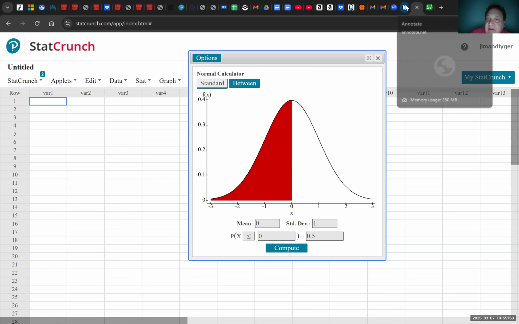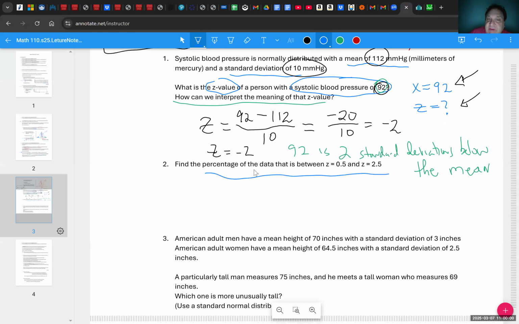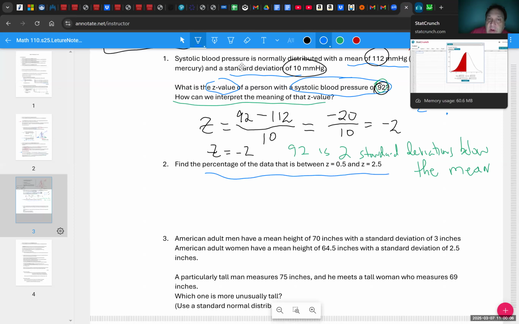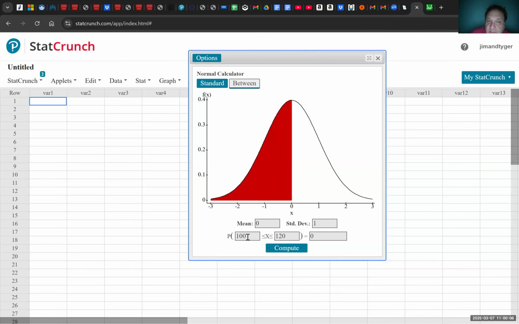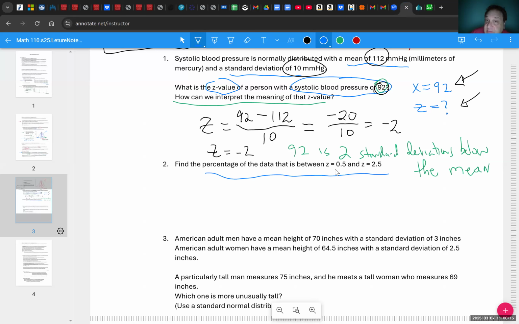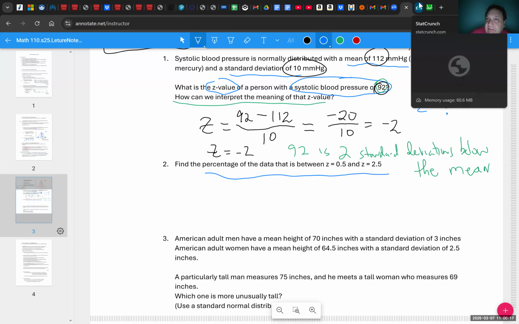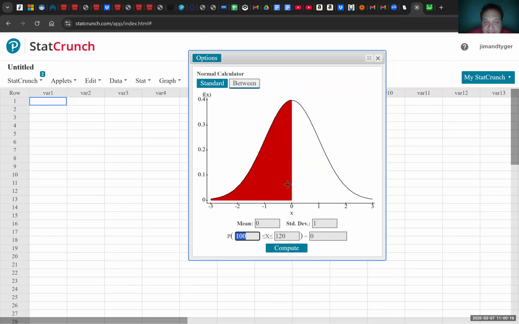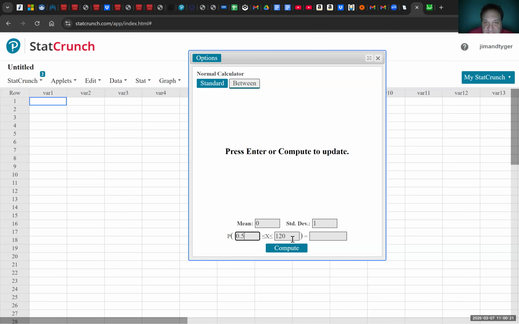And our question is, what percentage of the data is between z is equal to 0.5 and z is equal to 2.5? Okay, so I'm going to do between, I think it was negative. I got to check, sorry. Oh, no, it's just positive, 0.5 and 2.5, no negatives. So 0.5 and 2.5.